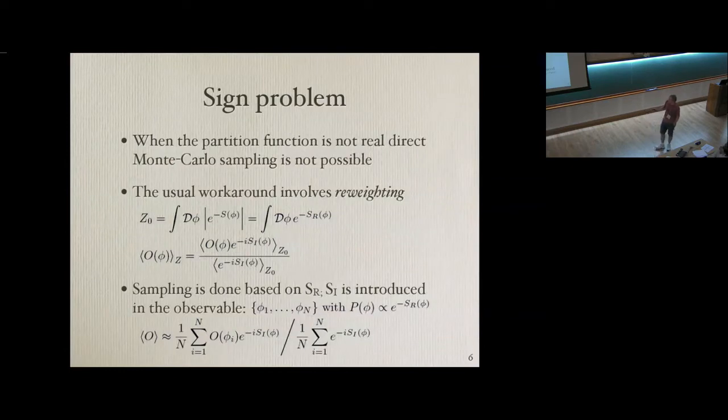And in practice, what you do is generate a bunch of configurations based on the Boltzmann factor that is controlled by the real part of the action. And then you use an estimator that is based on this combination here. It's basically a rewrite, in the estimator sense, of this relation.